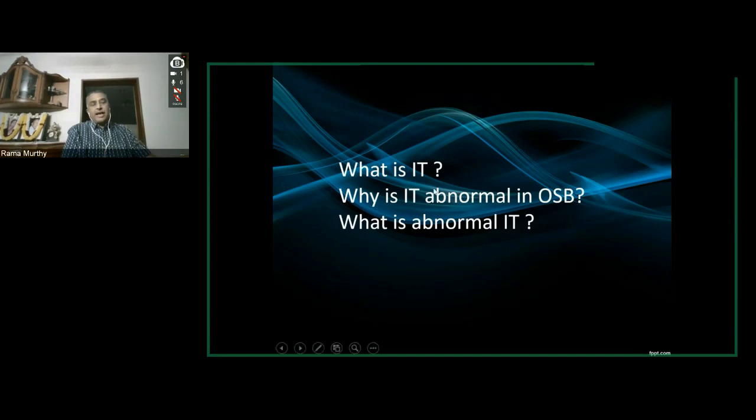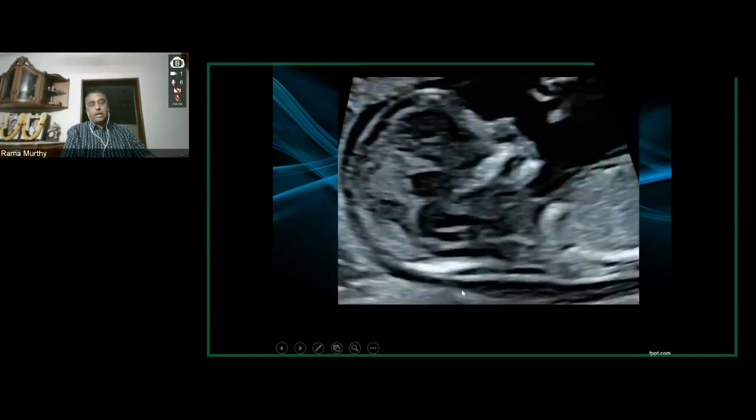So we will see what is IT, why is IT abnormal in OSB, and what is abnormal in abnormal IT. We discussed this a little while ago, saying that there are echogenic lines if you leave the occipital bone. There are 2 echogenic lines separating 3 hypoechoic bands, and the middle one is the intracranial translucency. The first one is the brainstem.